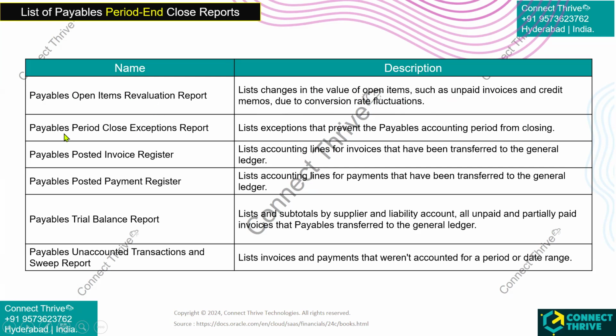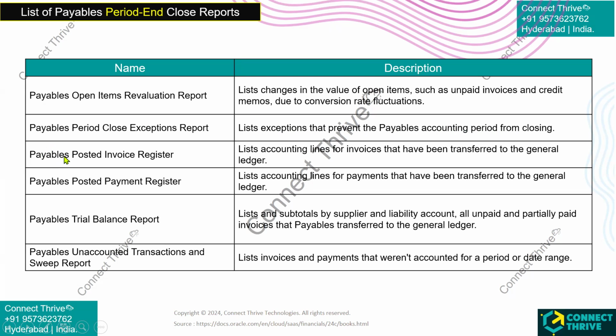Then the next one we have is the Payables Period Close Exception Report. In the exception report, we can see the list of unprocessed invoices, like a list of exceptions that prevent the payables accounting period from closing. So what are the invoices which are not accounted, not processed, invalidated, unaccounted, invalid accounting. All these transactions we can see in the period close exception report.